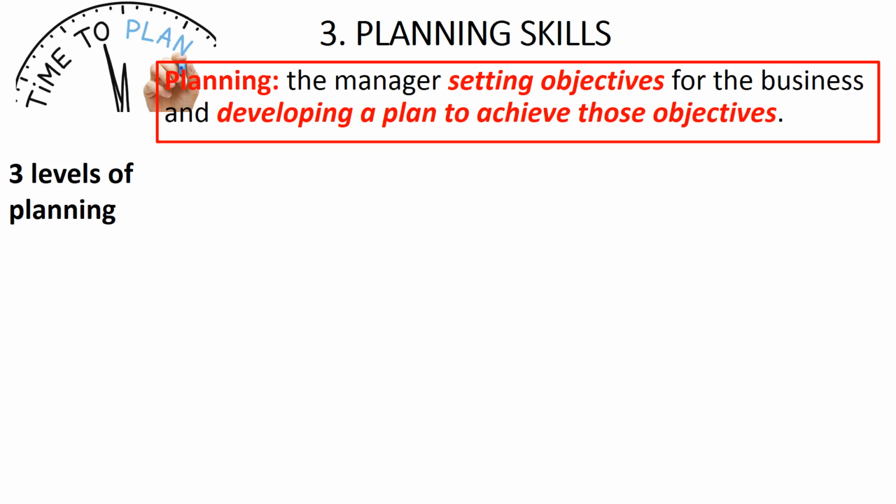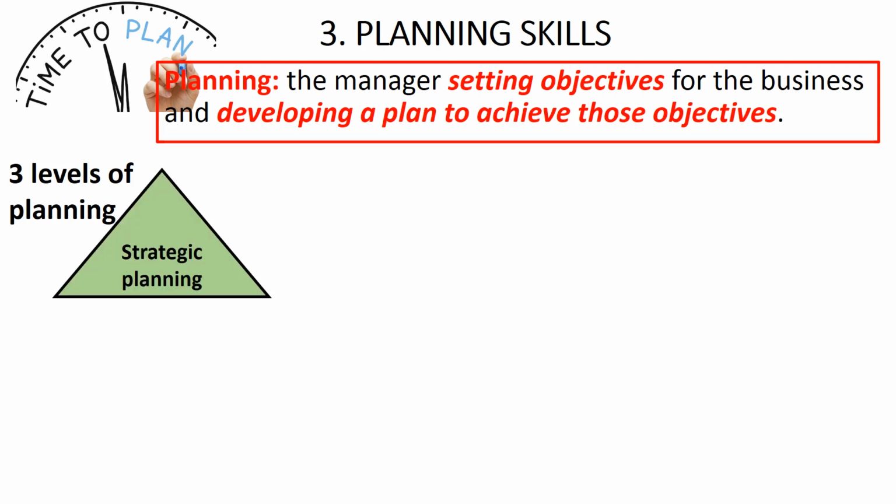As I've often said to you, business management is about boxes and links. This is an example of a link, because planning skills are closely related to business objectives, which we've looked at in earlier lessons. A critical part of planning is deciding the objectives of the business and then working out a plan or strategy to achieve those objectives. There are 3 levels of planning.